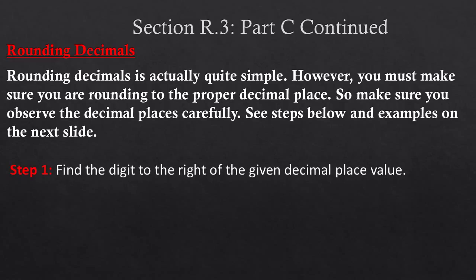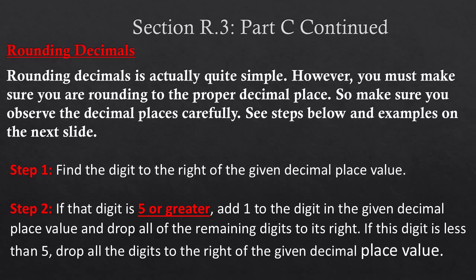Step 1. Find the digit to the right of the given decimal place value. Step 2. If that digit is 5 or greater, add 1 to the digit in the given decimal place value and drop all the remaining digits to its right. If this digit is less than 5, drop all the digits to the right of that given decimal place value.